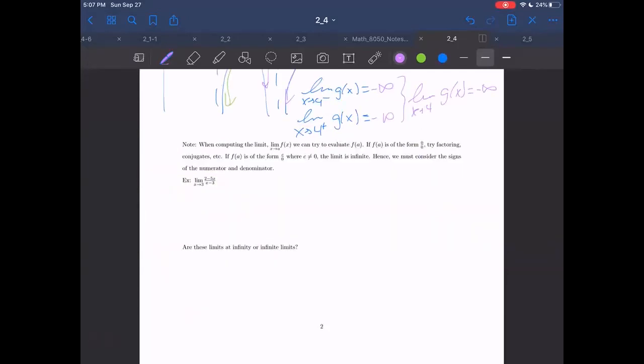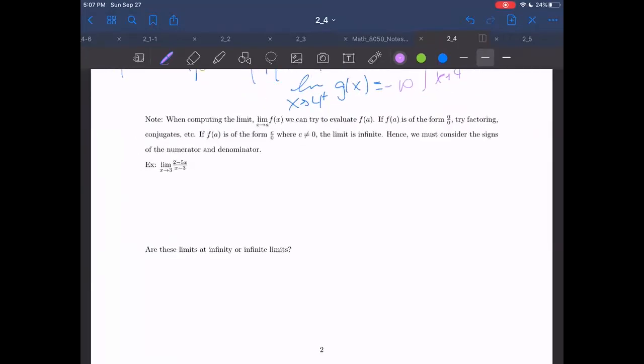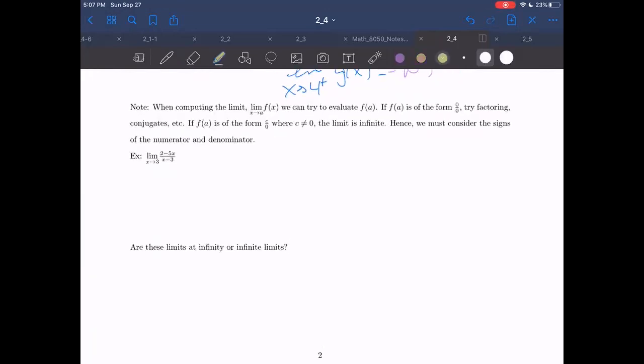Something to note: when we're computing the limit as x approaches a, this is kind of a putting-it-all-together thing. When we're computing some limit like this, we first try to evaluate f of a. So we first try to just plug it in. That was our first thing we learned with limits. If plugging it in gives the form 0 over 0, we would try factoring or conjugates, to try to cancel something. If f of a is of the form c over 0, where c is not 0, then our limit is infinite, and we use the sign, small positive or small negative. You have to consider the signs.